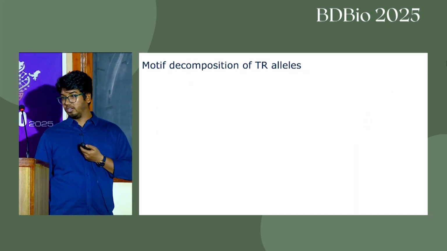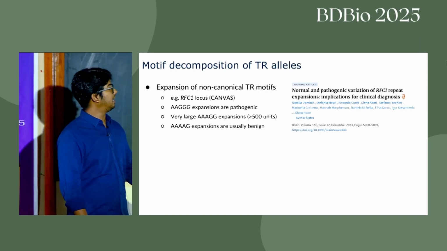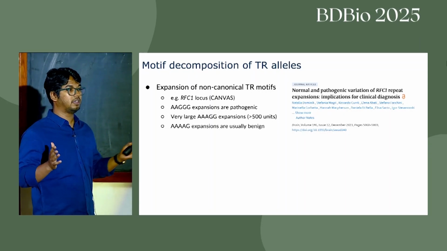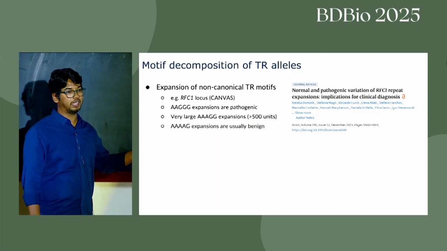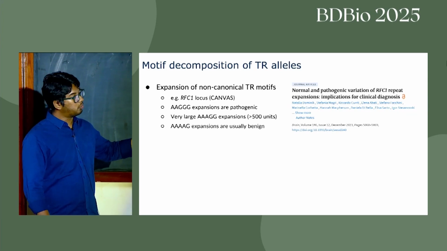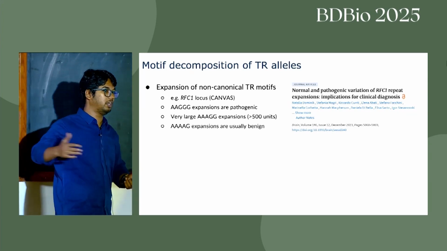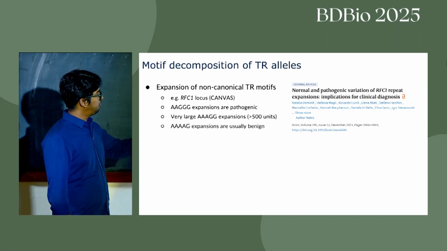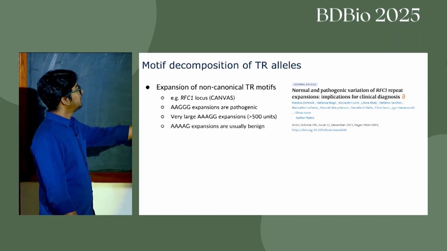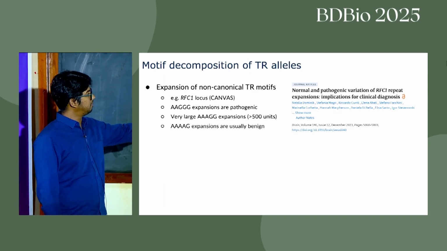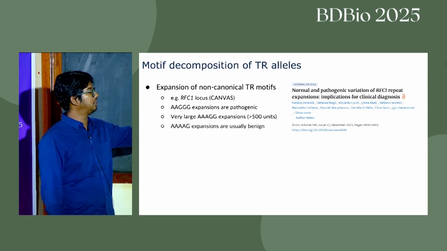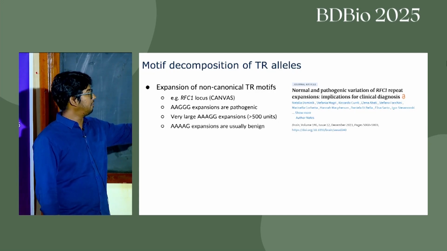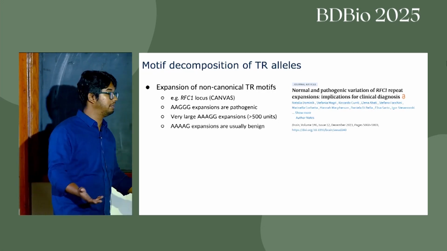So I said there is something called motif decomposition. The idea is that expansion, of course, affects or causes diseases because of length, but people have shown that there are other complex scenarios. Based on which motif is expanded, you can have difference in the outcome in terms of disease. So for example, for this locus, RFC1, which causes CANVAS disease, the known expansion is actually AAGGG, which is pathogenic. But you could have other variations which are only pathogenic if they are very large, or you could have a variation like this particular motif expansion, which is actually benign.